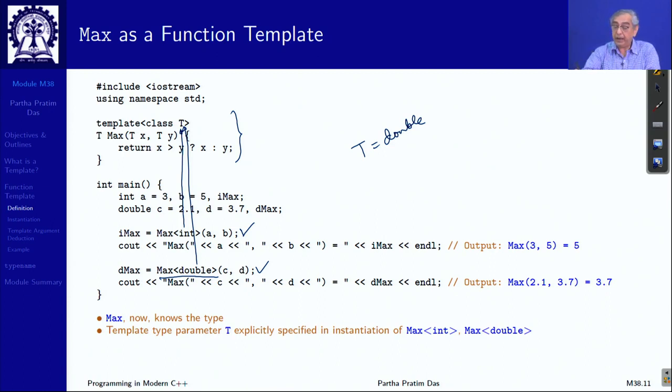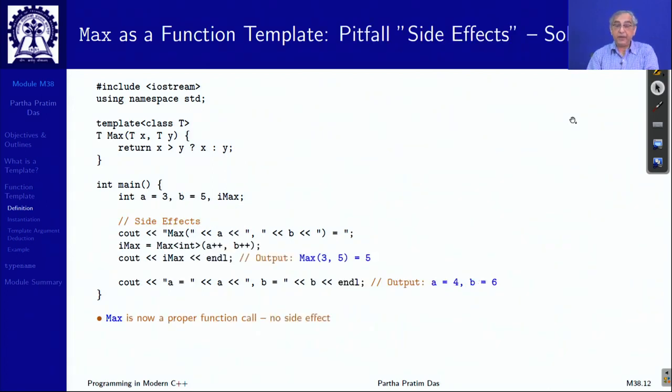And now the compiler knows the type. So, any kind of side effect that we thought of, like A++ that we saw earlier in case of macros, will not be there, because it is a proper function. So, it will only take A and B as x and y having the type int. Right. So, one part of the problem of macro gets solved.